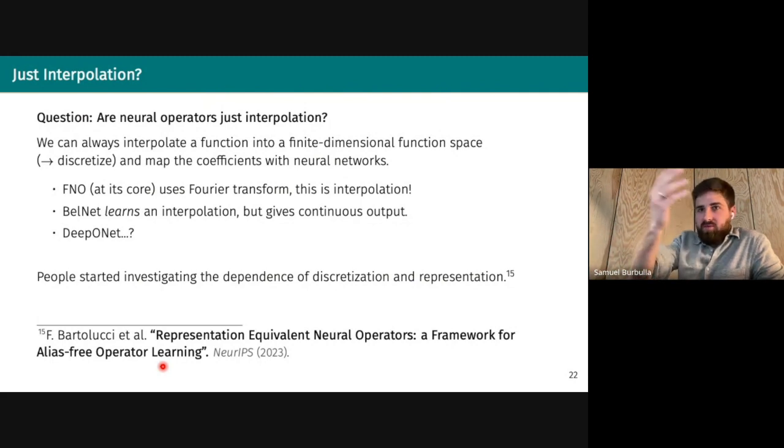BelNet, as shortly shown, learns an interpolation. So this is more general, but it's still kind of interpolation. But it does not interpolate and interpolate back, but it gives you a continuous output. So something in between. And for DeepONet, it's, I think, less clear. It's not clear if it's interpolation or not. It's some kind of interpolation by function evaluation, but it's still no interpolation back.